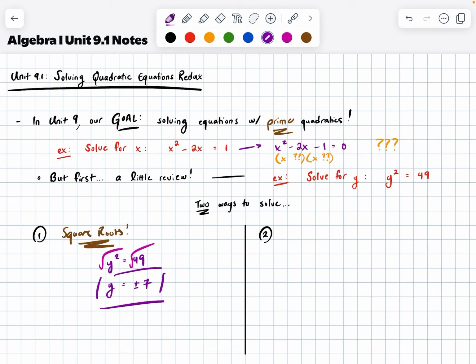But I also saw in Unit 7 that I could factor and use the zero property to identify some values as well. So if I take my y squared equals 49, in order to use the zero property, well, that requires me having a 0. So let me subtract 49 from both sides. I hope you don't mind if I don't write out that step. From here, y squared minus 49, well, look at that. Y squared and 49 are both perfect squares.